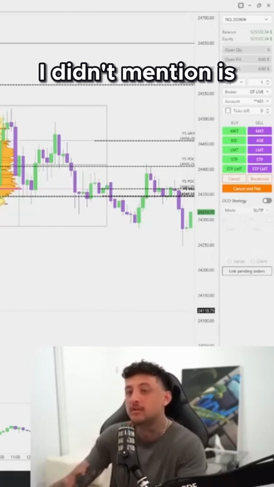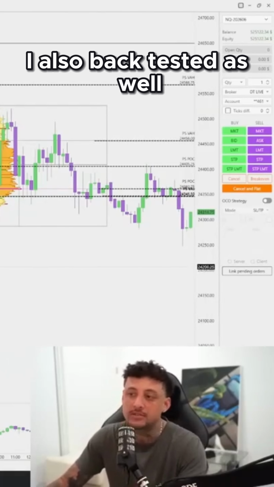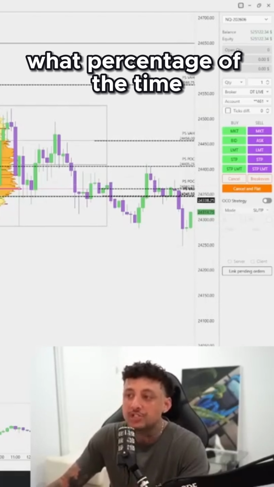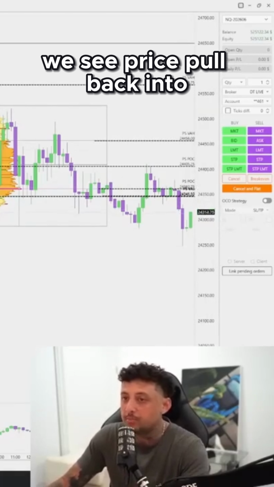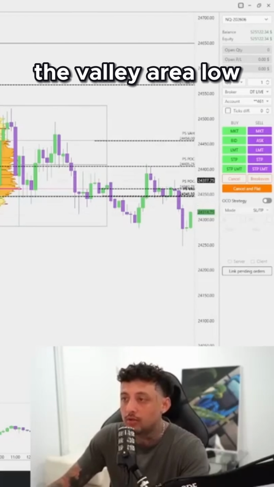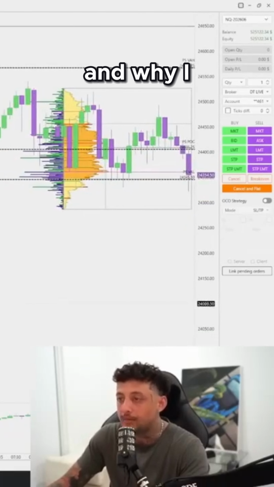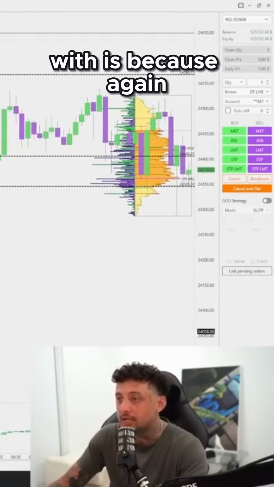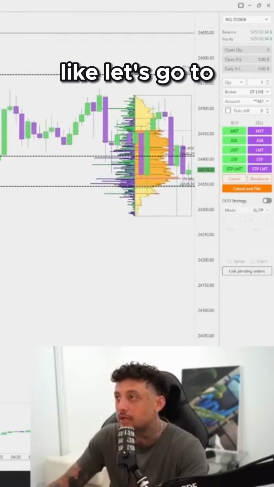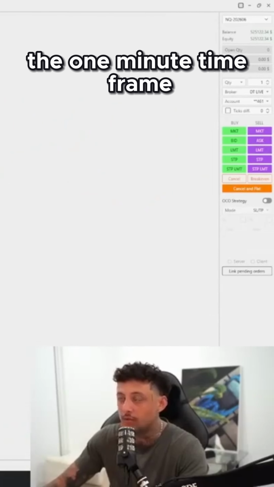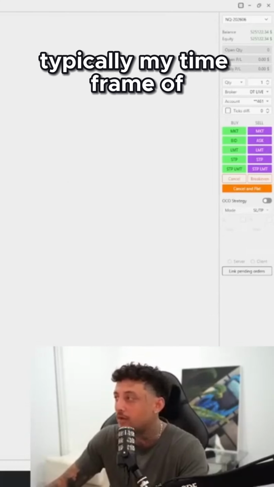Now, one thing that I didn't mention is I also back tested what percentage of the time we see price pull back into the value area low, point of control, and then the value area high. So now the thing about it and why I ended up taking these longs to begin with is because I'm going to go down now to a lower time frame, such as the 1 minute time frame. That's typically my time frame of execution here.